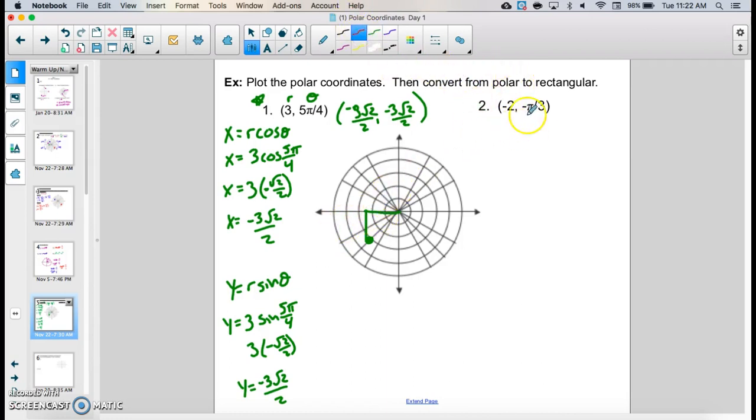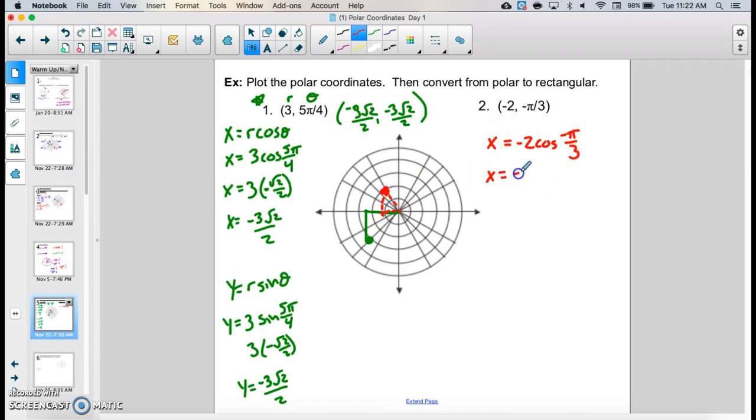So why don't you guys try the next one on your own before you watch the video? So pause it and then start it again. So doing it again, we've got x equals negative 2 cosine negative pi over 3. Oh, I forgot to graph it. Let's graph it first. So negative 2, and then in the negative pi over 3. So we should be here. So we are now finding the coordinates for this triangle.